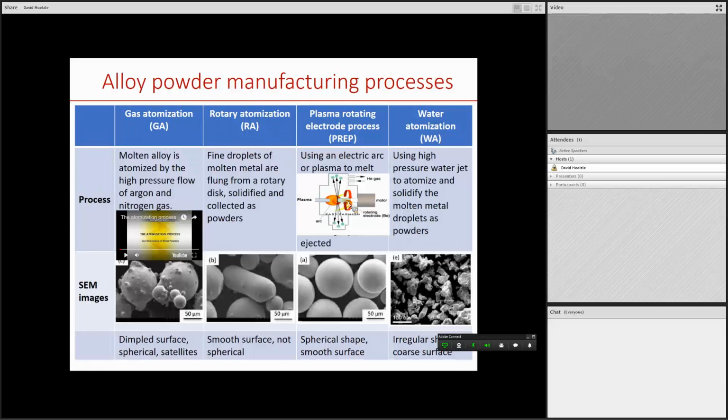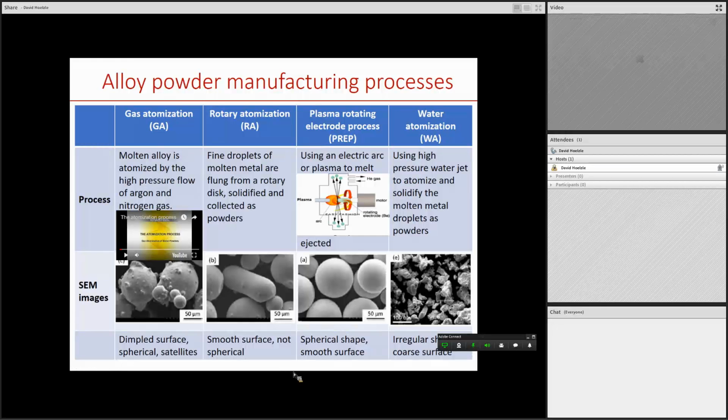Yeah, and here are the SEM images of these particles. You can see the plasma rotating electrode process, should I call it PREP, generates the particles with a perfectly spherical shape and smooth surface. All these are the three simple atomizations, which generate powders not as good quality.